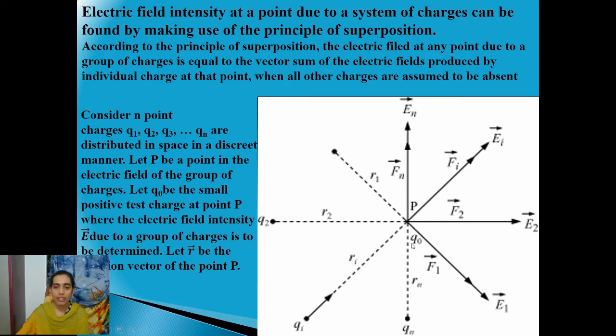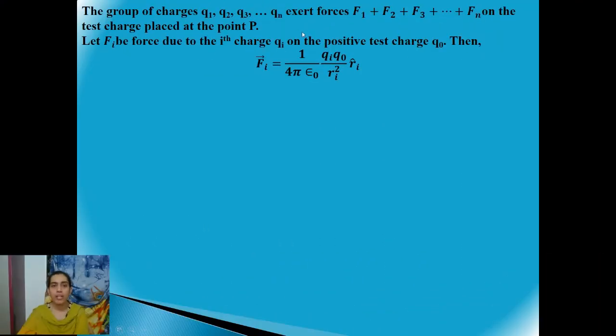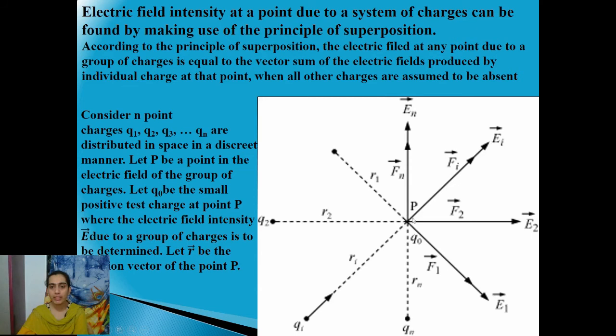Now this Q naught will experience the electrostatic force which is exerted due to the different charges, right? And hence we will calculate the electric field intensity which will be experienced by this test charge Q naught at point P. So the group of charges Q1, Q2, Q3, and so on exert forces F1 plus F2 plus F3 and so on up to Fn on the test charge which we had placed at the point P here, right?